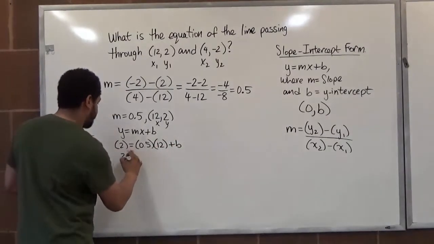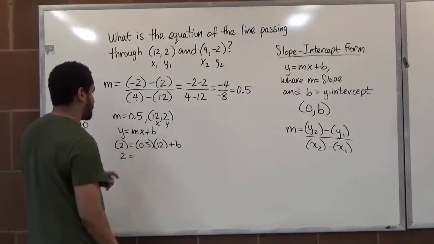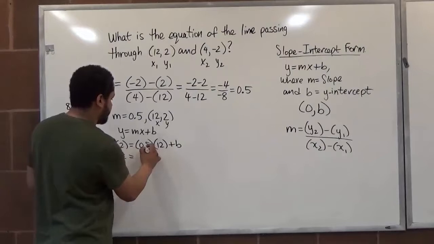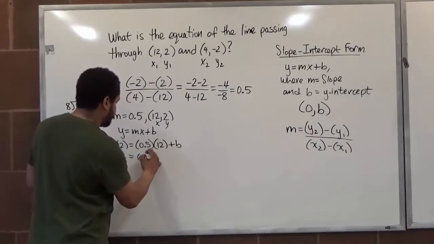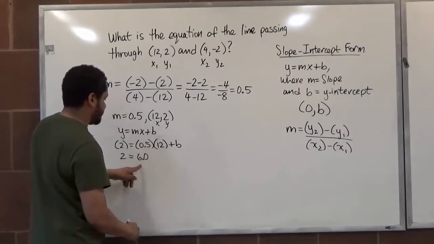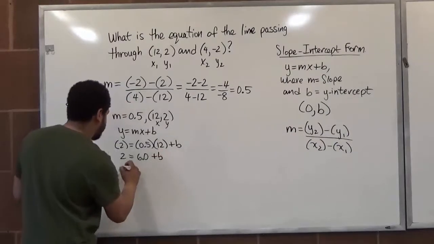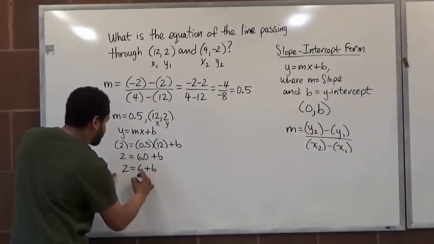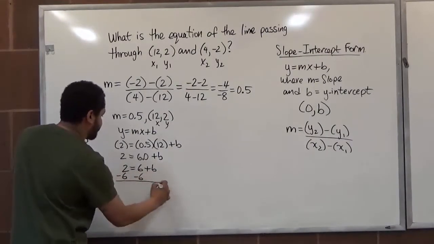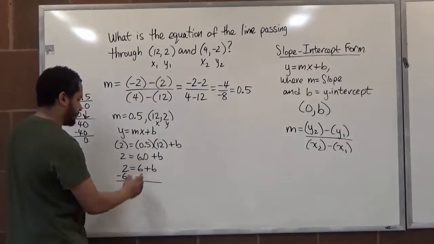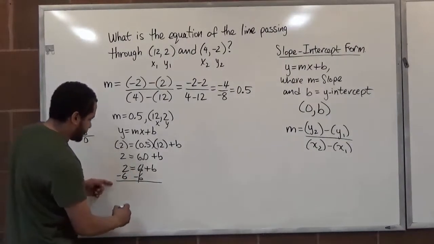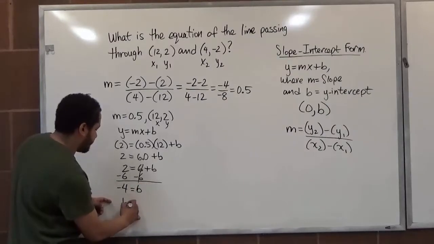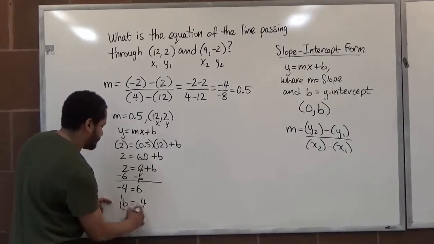So here we have 2, and 0.5 times 12, well, 12 times 5 is 60. With the decimal point, we bring it one place in, so that becomes 6.0 plus b. Here we just have 2 = 6 + b, and we want to solve for b. We're going to subtract 6 from both sides using the additive inverse to isolate our b term. These two cancel out to 0. 2 take away 6 is negative 4. So here we have b = -4.